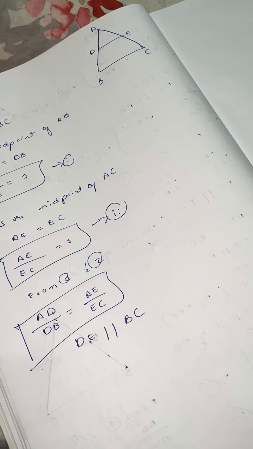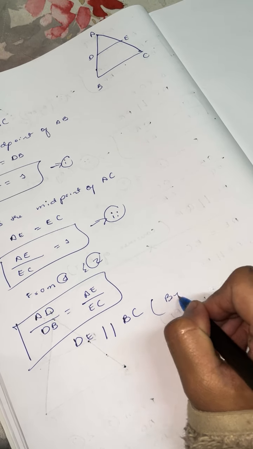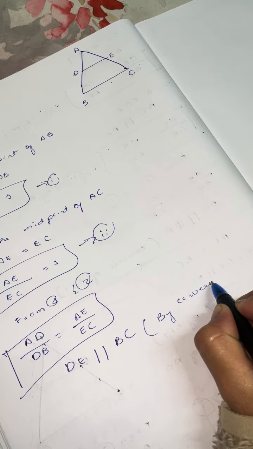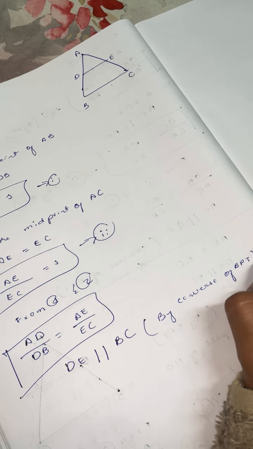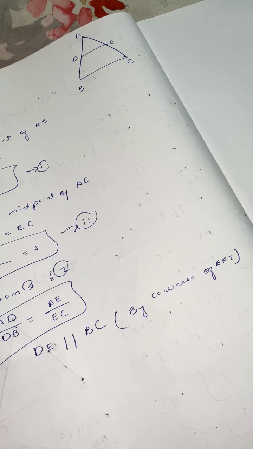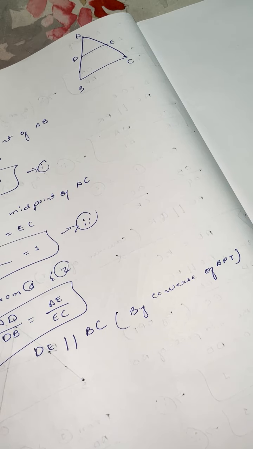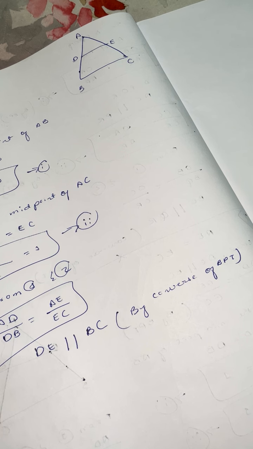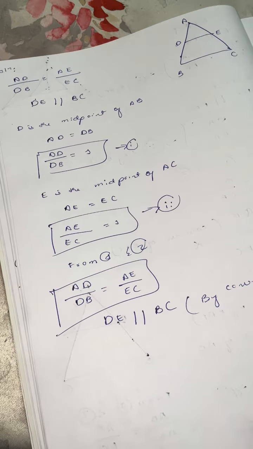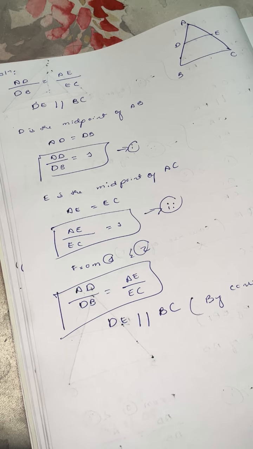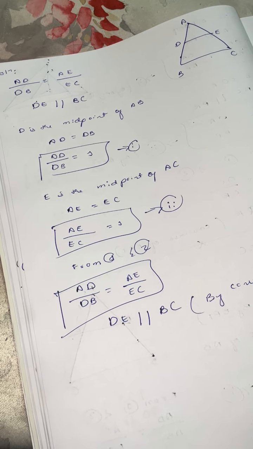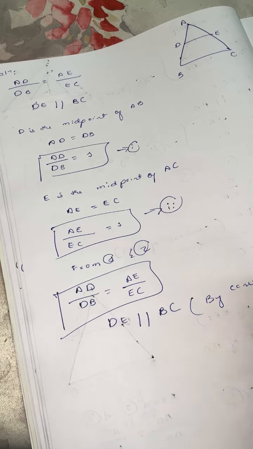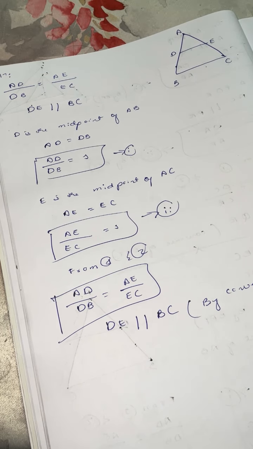The reason is different here. The reason is by the converse of BPT. If you do not write this, you will get minus marks. This is very important. DE cannot just be parallel to BC without any reason. The reason is the converse of BPT: if the sides are divided proportionally, then the line is parallel to the third side.